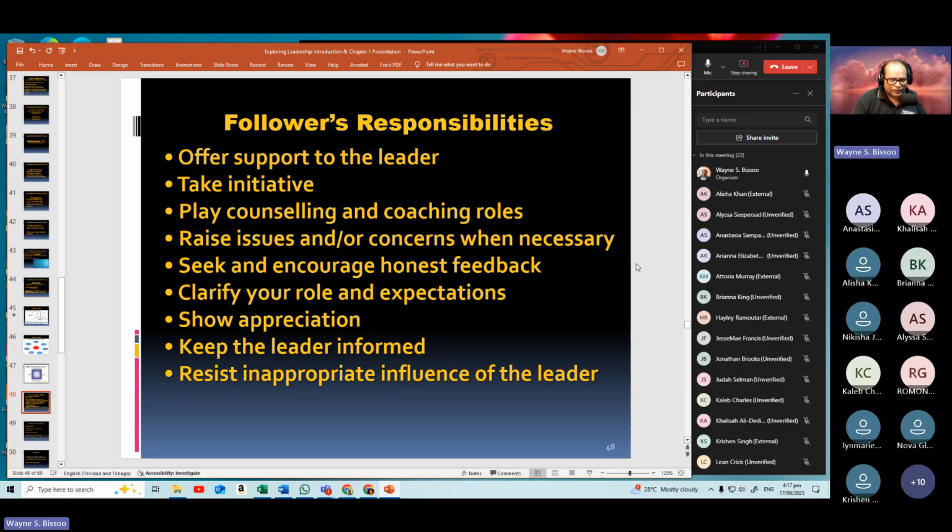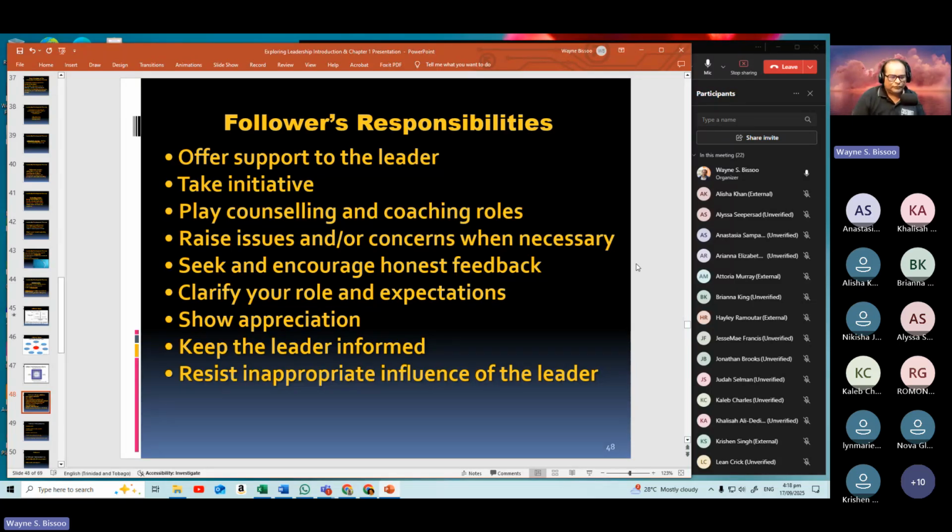This is also related to raising issues, because if you are unable to get honest feedback, then there's likely going to be a problem with the leader or the organization that you're working for. Clarify your role and expectations. You need to know what your function is going to be in any organization, what clearly you have to do. If it's too vague, then you're likely to get into trouble, not knowing what to do, when to do it, that type of stuff.